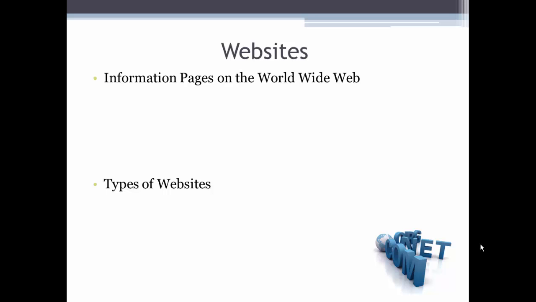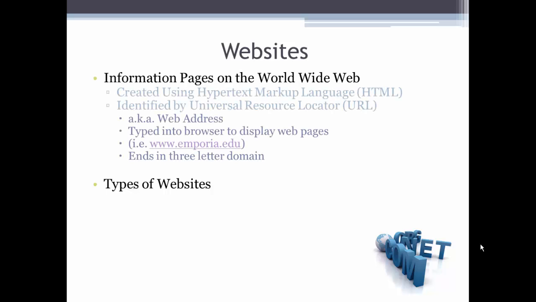Now that we have seen how websites are discovered, let's talk a little bit more about them. Websites are simply information pages on the World Wide Web. They are created using hypertext markup language, or HTML for short. This is a language your web browser speaks and can translate into what you see when you open a website. Each web page or site is made distinct by its Universal Resource Locator, or URL. The URL may also be termed the web address. It is what you type into your browser to get a page to load.